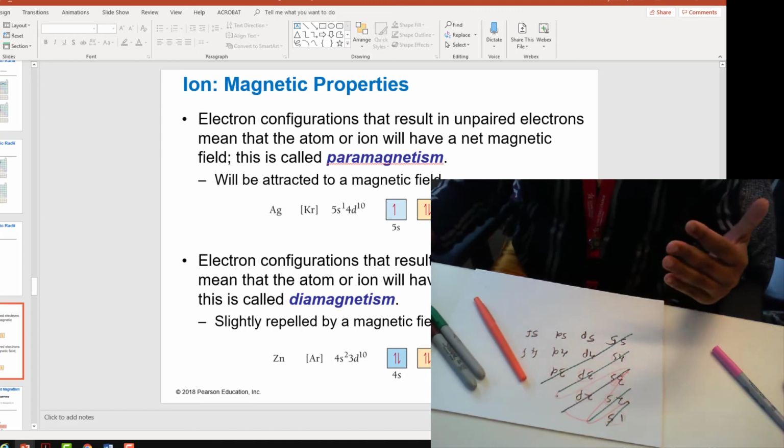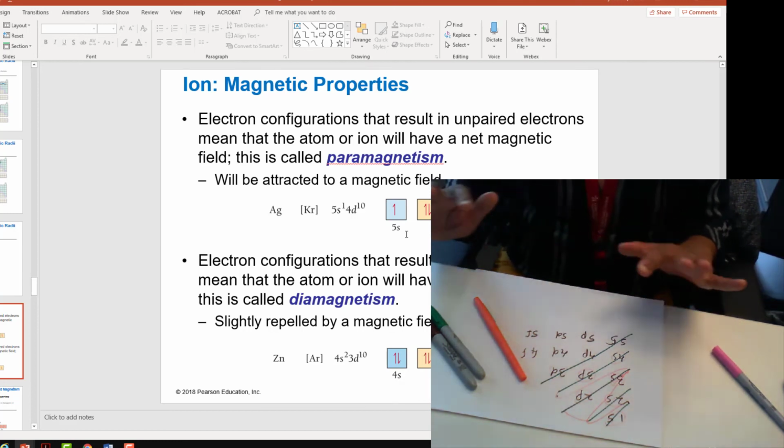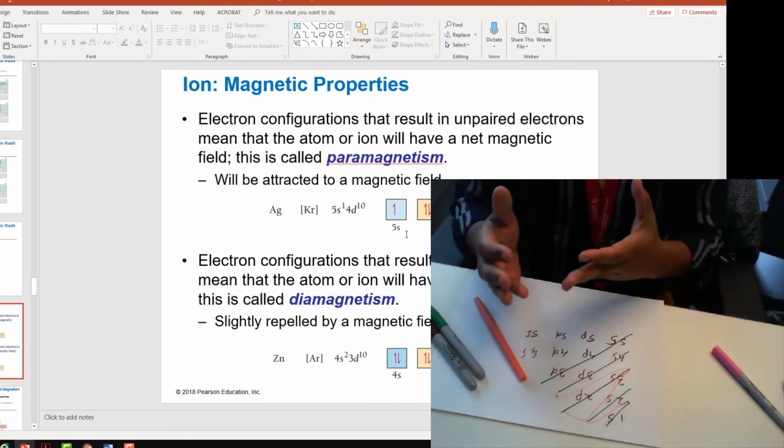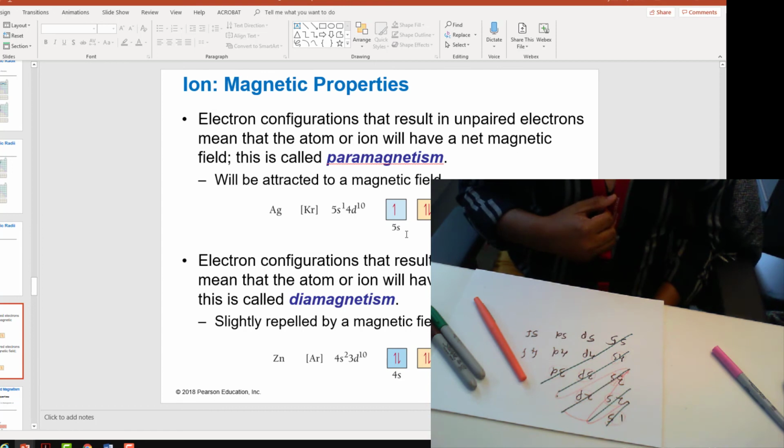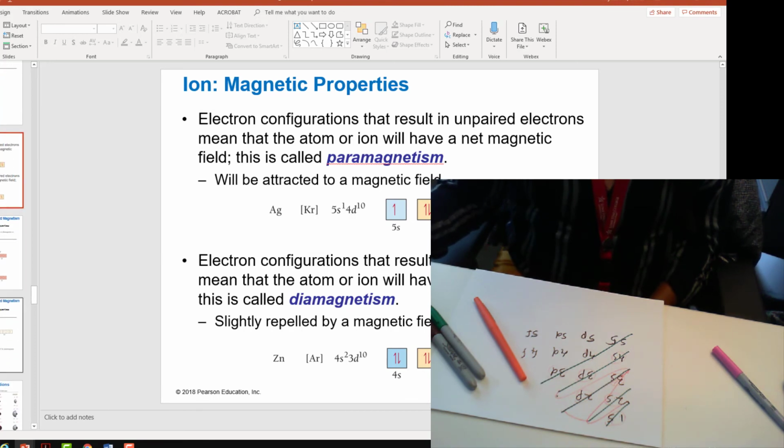And magnetic properties: you call it paramagnetic if you have unpaired electrons attracted to the magnetic field. When you write the orbital diagram, you see there's an unpaired electron, that is paramagnetic. Diamagnetic is when, in the electron configuration, all electrons are paired. And then ion sizes and ionization energy, these things are important as well.